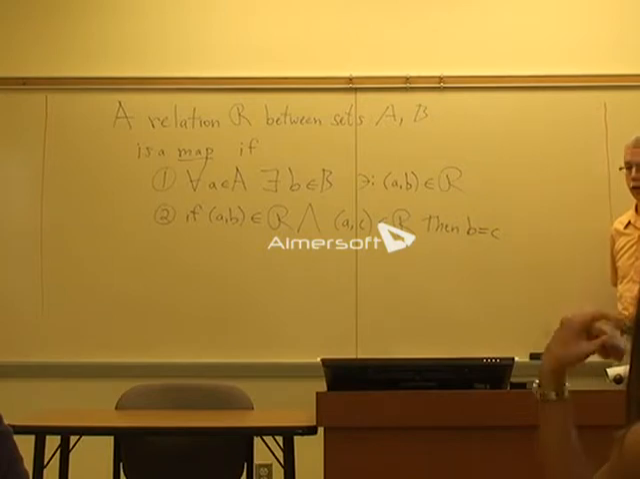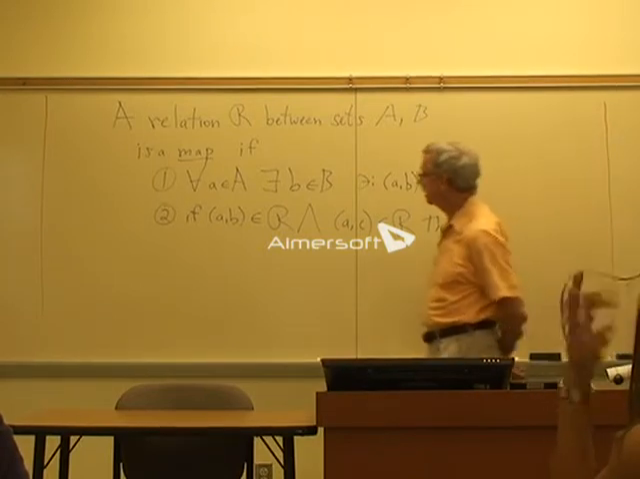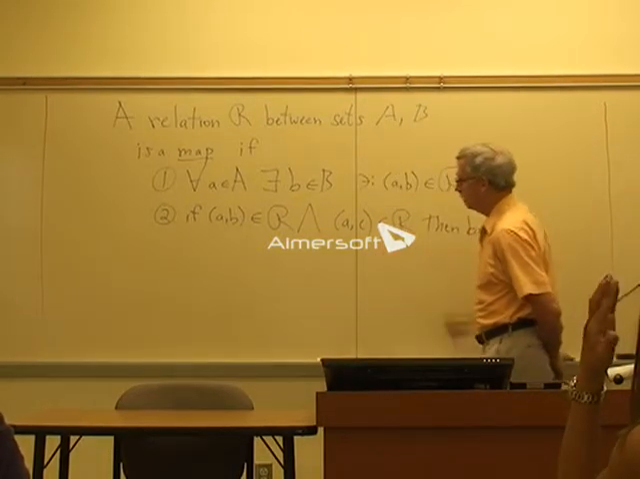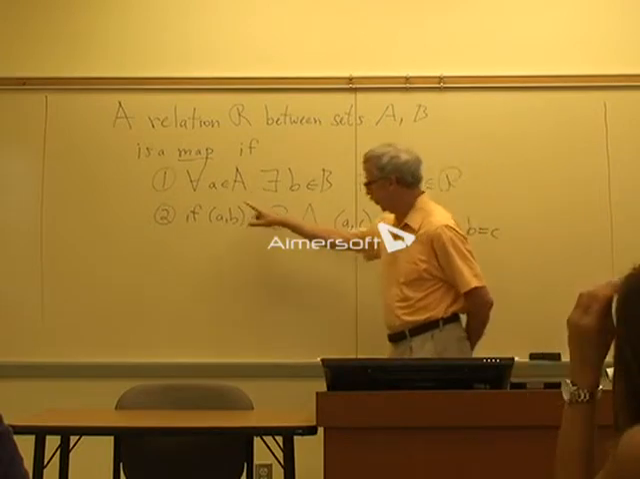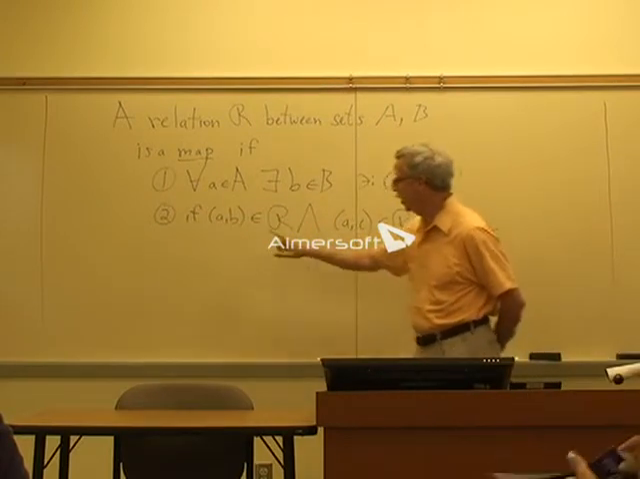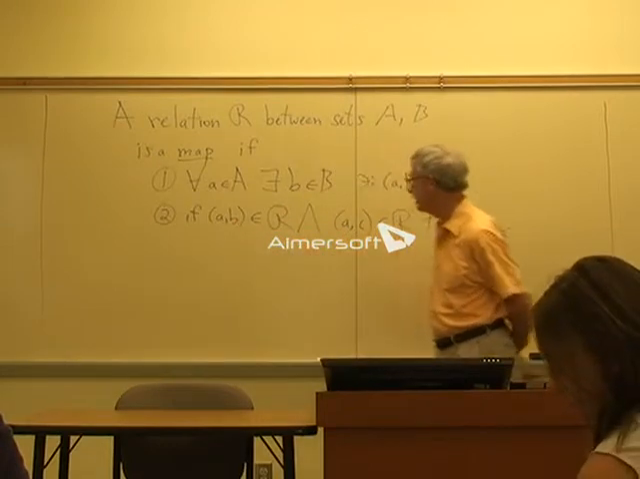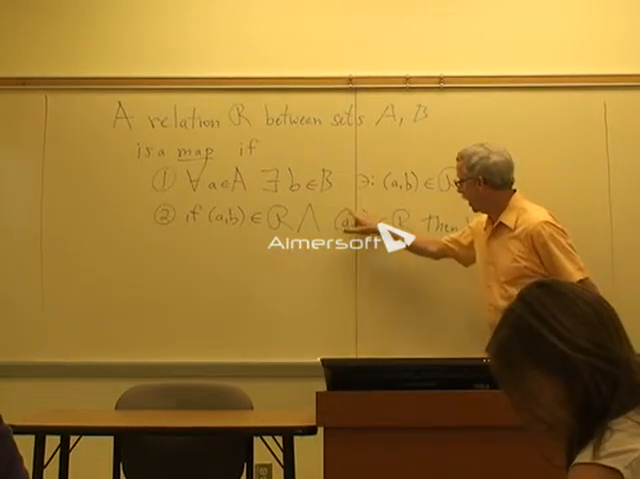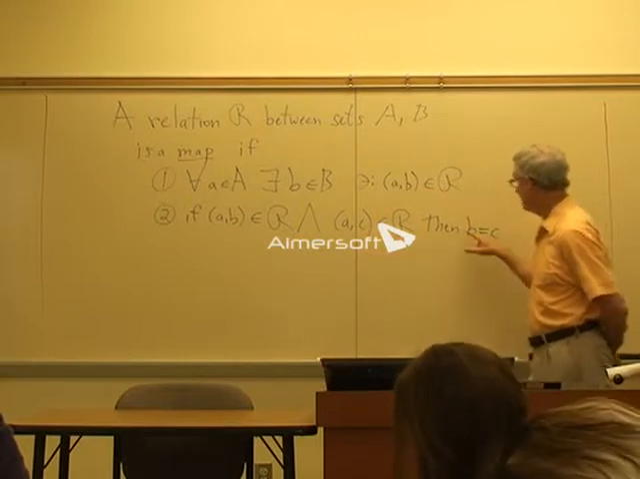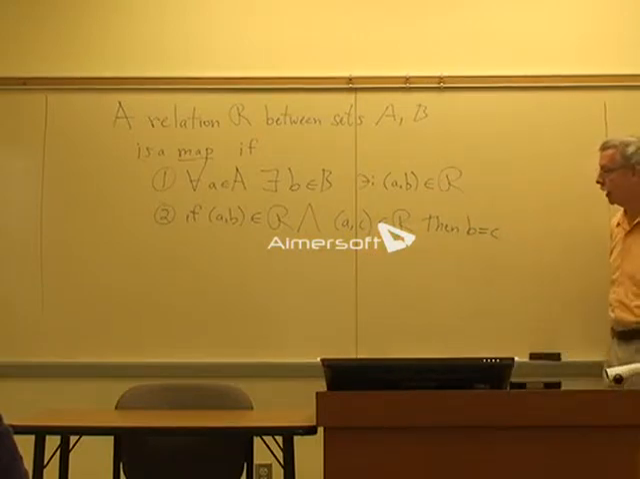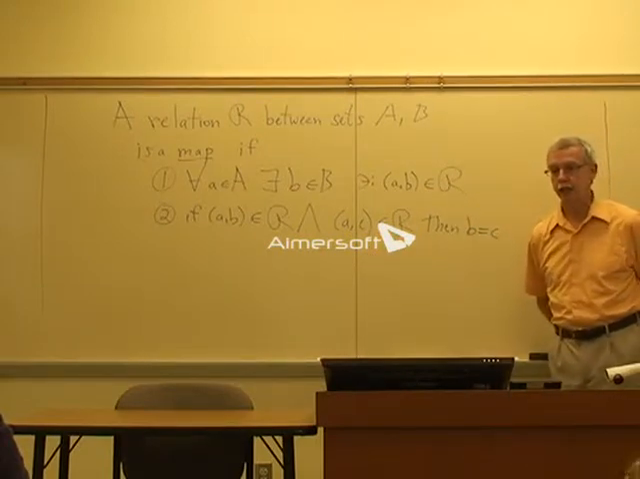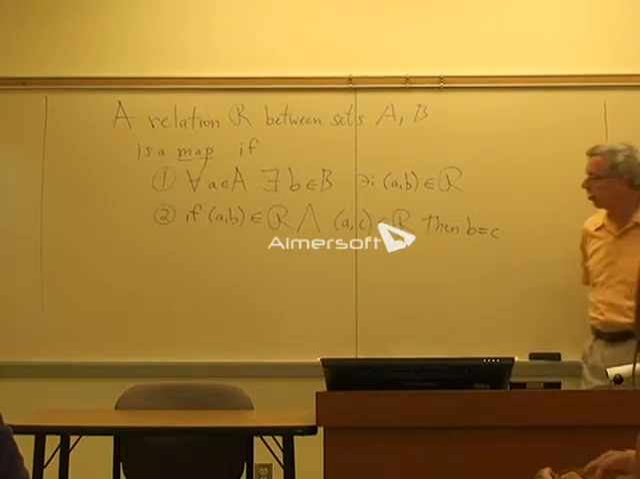Right? That's the idea of a function. We have to connect everybody somewhere. But also, this is the property called well-defined: if (a, b) is in the relation, that is if a gets connected to b, and (a, c) is in the relation, then b must equal c. Otherwise, I'm sending a two different places, and that's illegal for a map, not for a relation.